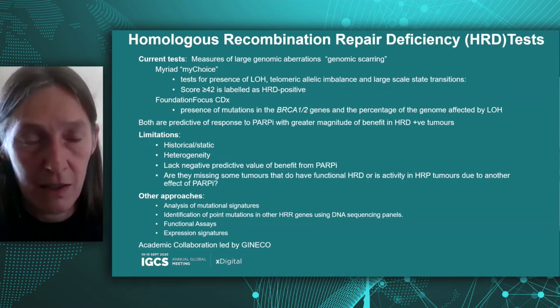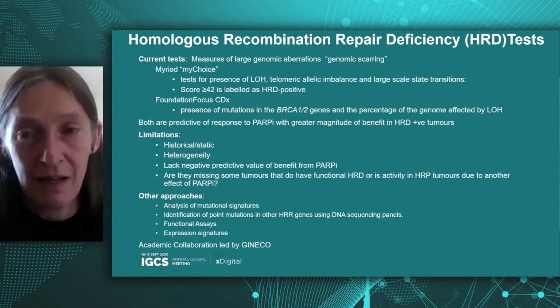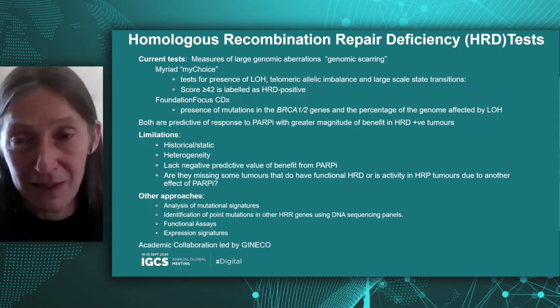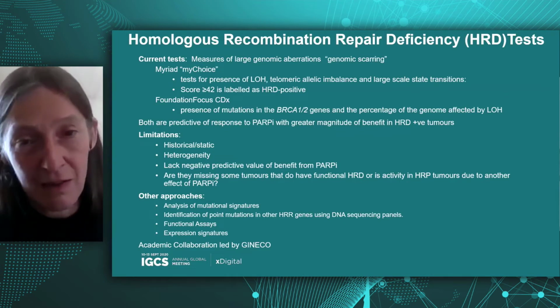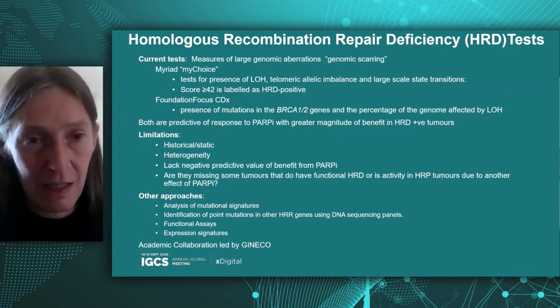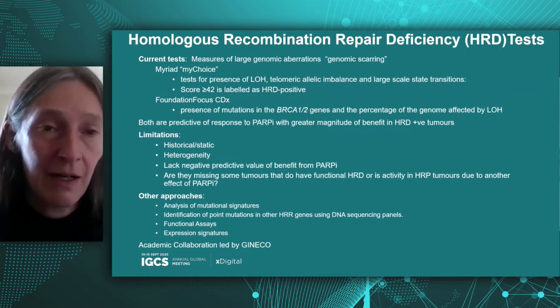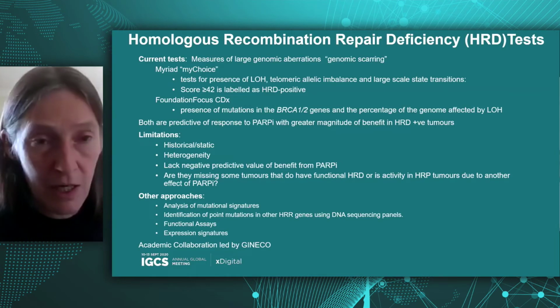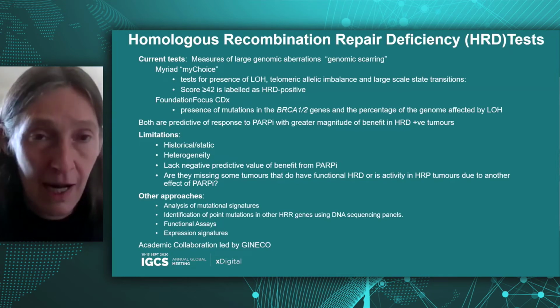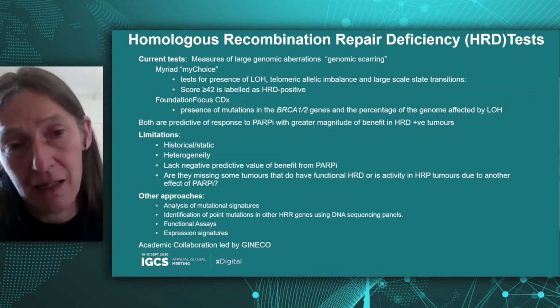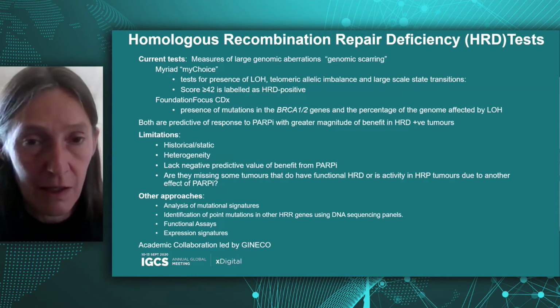But they do have limitations because they are historical and static. So they're measuring the scarring that has occurred, usually in a biopsy taken at presentation. But if there's a revertant mutation, say, that scarring isn't going to disappear. So you're not going to see a change as resistance develops. We have the problem of heterogeneity, as we know that high-grade serous disease is very, very heterogeneous, and so you're only ever biopsying one site. And the main problem is that they lack a negative predictive value, as I said. So they don't tell us who we shouldn't give a PARP to.